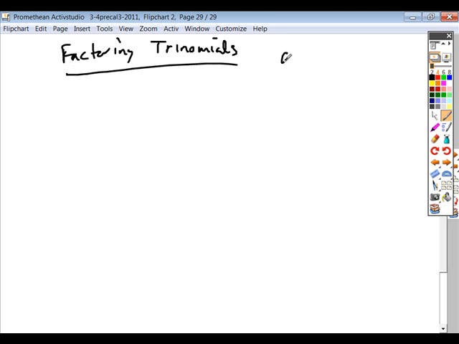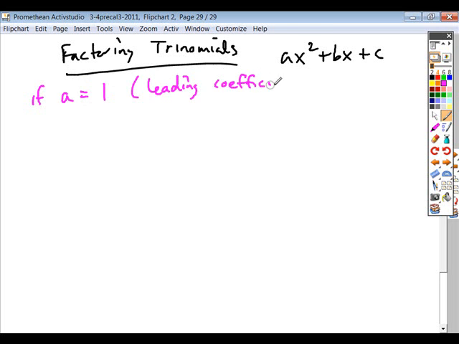So again, a trinomial is going to be of the form ax squared plus bx plus c, usually. And when you look at this form, there's two ways to approach factoring here. If a is equal to 1, so if the leading coefficient is 1, okay, the steps that you would use to factor this are the reverse FOIL process.